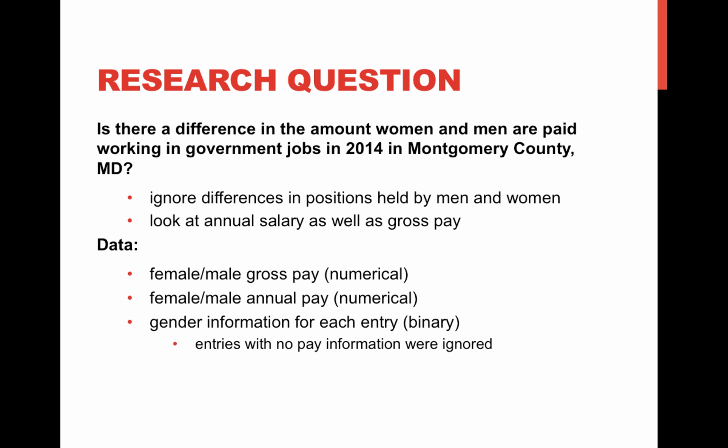So again, from the data, I have female and male gross pay, which is a numerical attribute, female and male annual pay, which is also a numerical attribute, and then I also have gender information for each entry, which is a binary attribute, which is just M or F. And then all entries without any pay information or gender information were ignored.